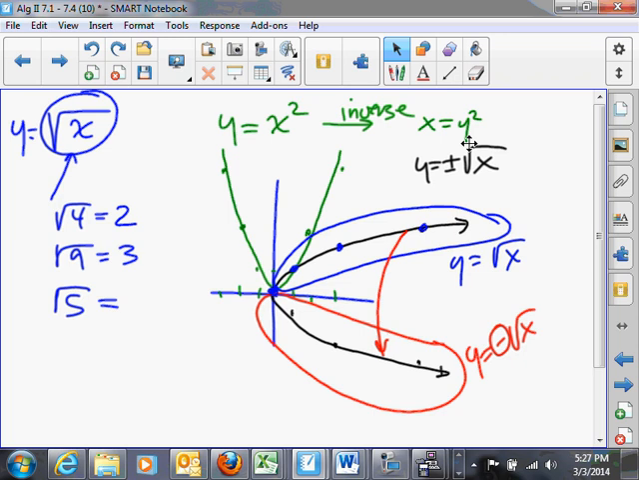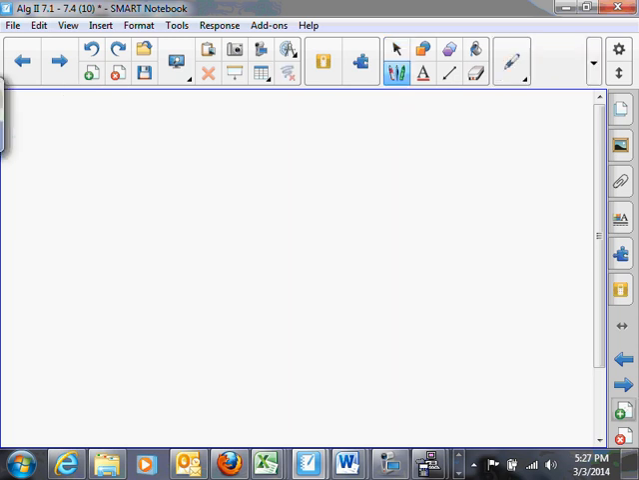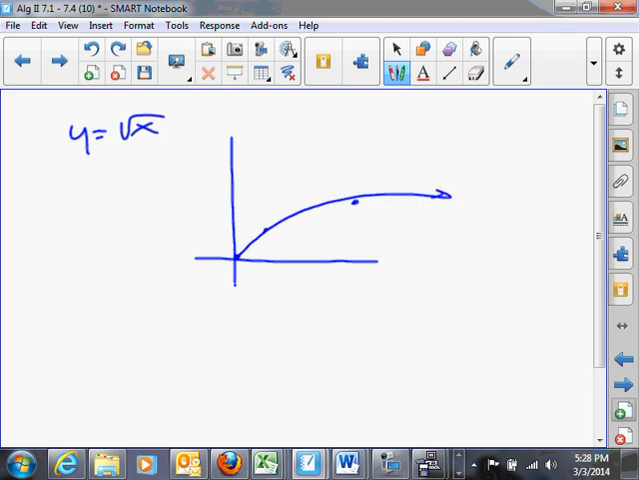Now we do need to also talk about the domain and range of the square root function, y equals square root x. Now, if we have the basic function, 0, 0, 1, 1, 4, 2, 9, 3, notice that every x to the right of the origin has a y. So the domain is x is greater than or equal to 0. Now also notice that every value of y has a part of the graph whenever y is greater than or equal to 0.